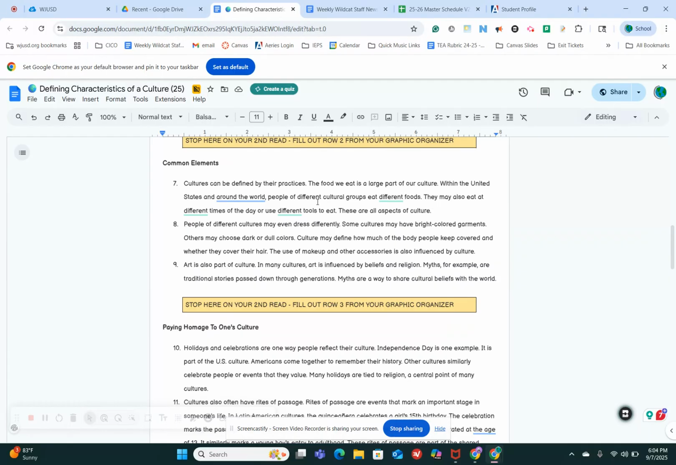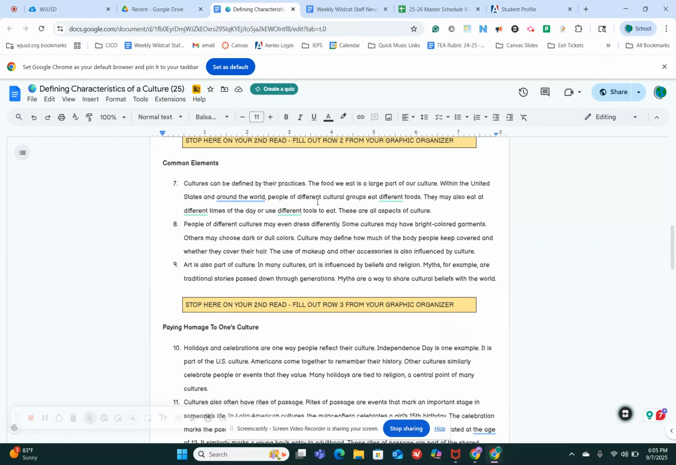People of different cultures may even dress differently. Some cultures may have bright, colorful garments. Others may choose dark or dull colors. Culture may define how much of the body people keep covered and whether or not they cover their hair. The use of makeup and other accessories is also influenced by culture. Art is also a part of culture. In many cultures, art is influenced by the beliefs and religion. Myths, for example, are traditional stories passed down through generations. Myths are a way to share cultural beliefs with the world.